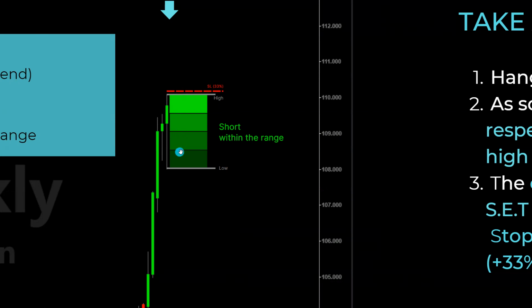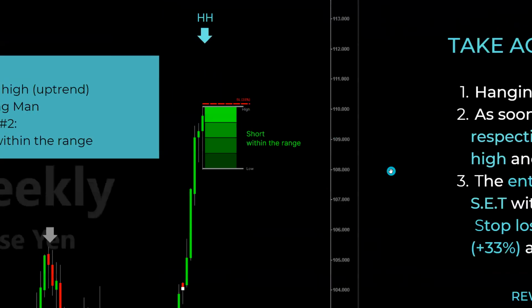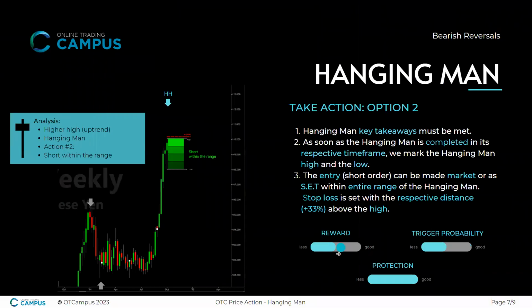For example, here, if we are in the last part and you're dropping here, you will set a pending short order, also fine, up to you. Of course, here the stop loss will always be 33% above the high. And the reward could definitely be better here again, right?